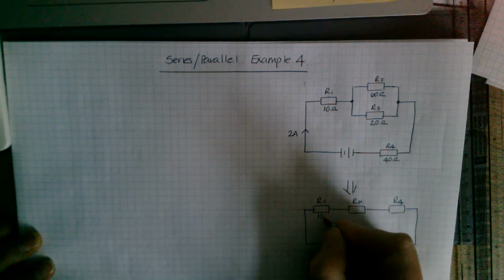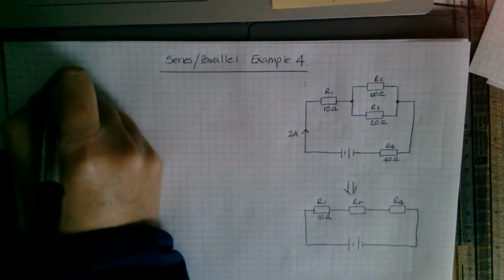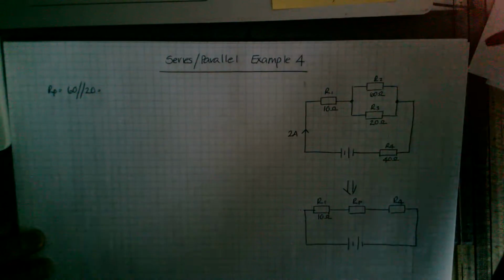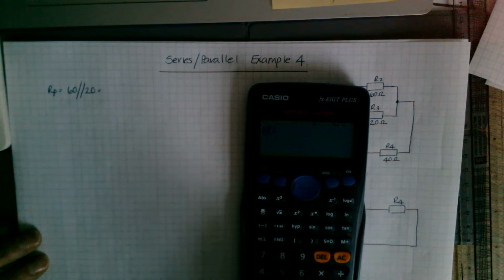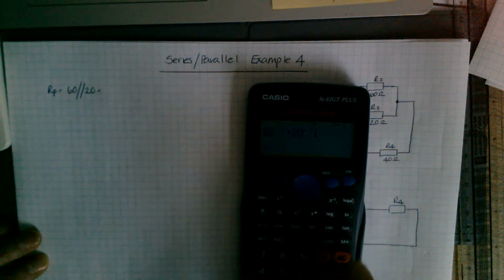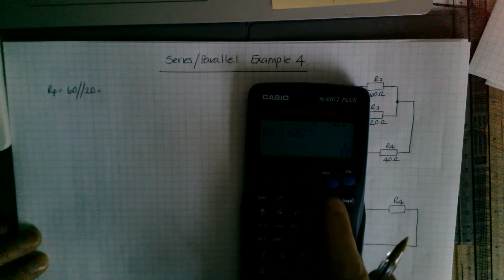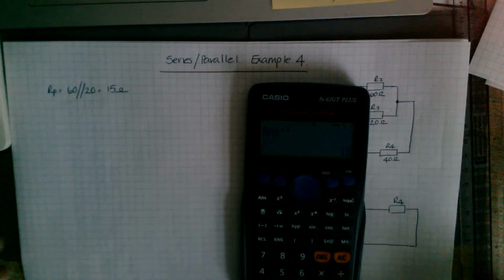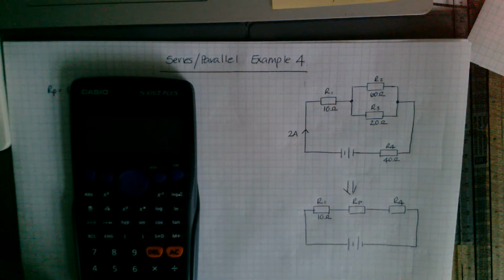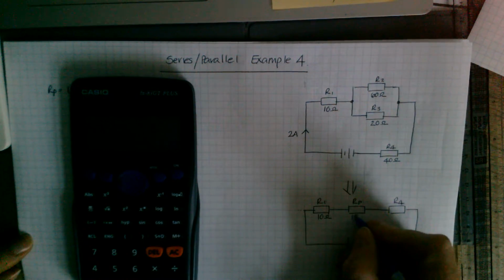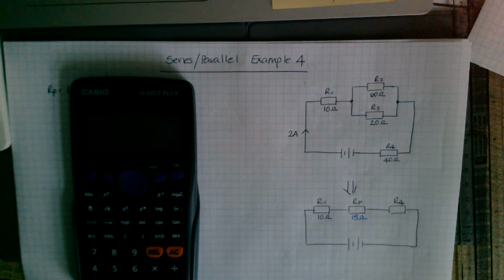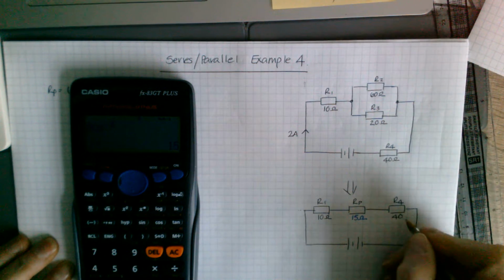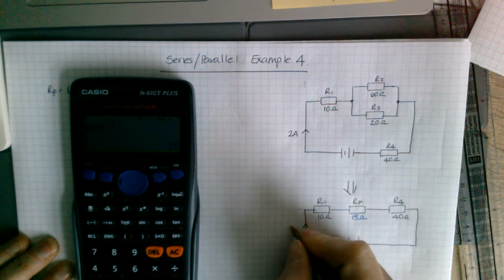Your values, 10 ohms. RP will work out again. We're doing 60 in parallel with 20. Using our same method again, 15 ohms. Gets you the value in here. R4 is 40, that stays the same. And our 2 amps is the same here.